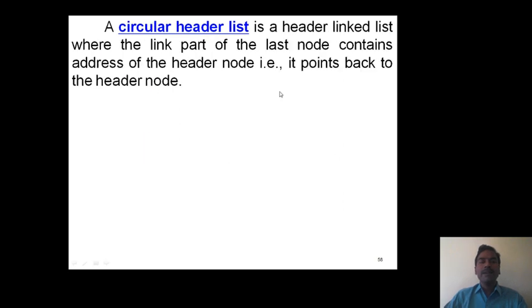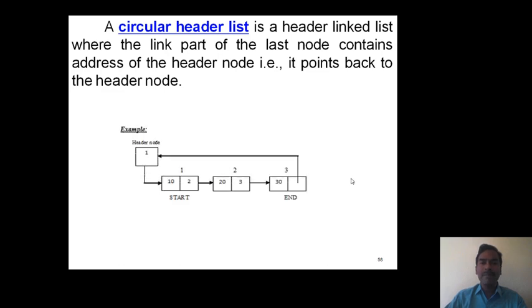Whereas in case of circular header linked list, the link part of the last node is filled with address of the header node. Now observe this example. Here this is the header node. Here link part of the last node is filled with address of the header node. Now automatically there is a link from end node to header node. Such a representation is known as circular header linked list.